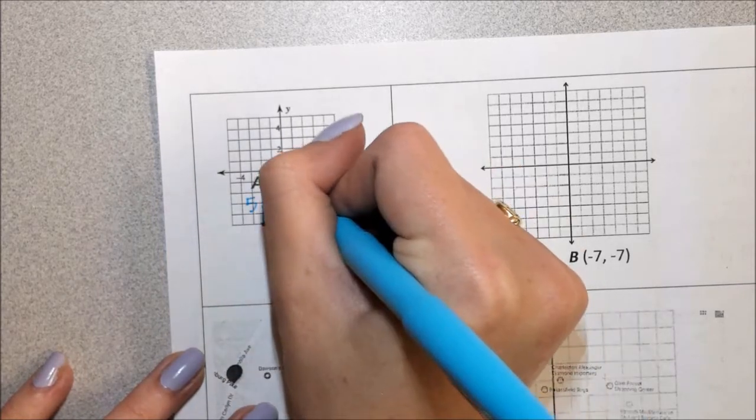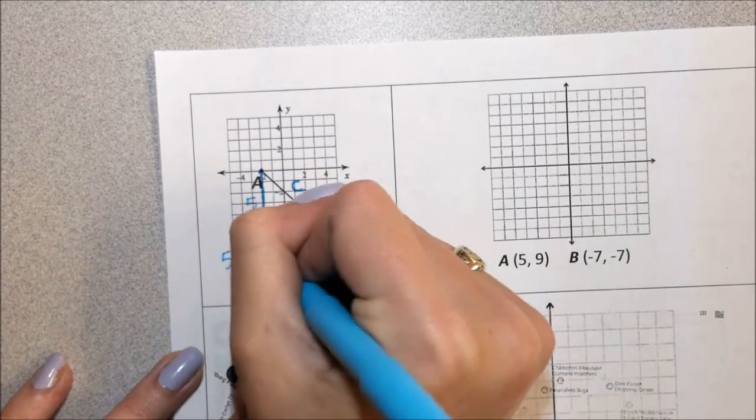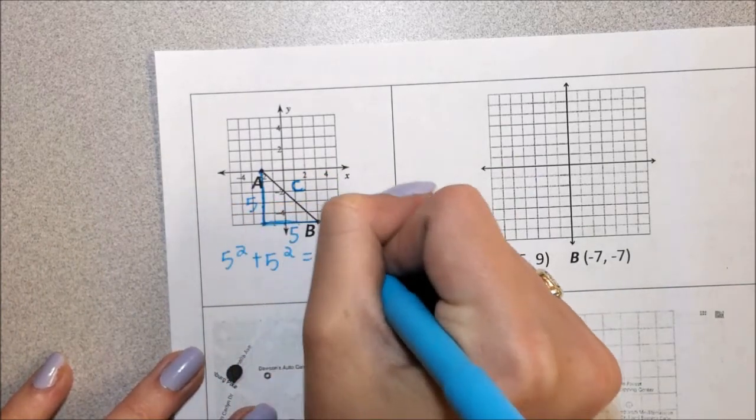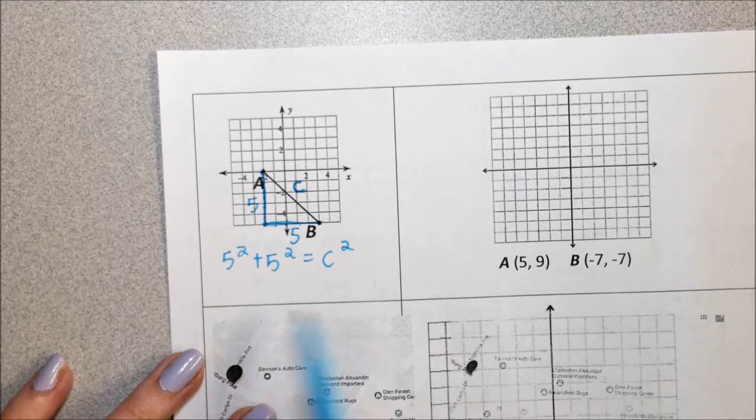And I don't know what distance is, it's always C. So using the Pythagorean theorem, I have 5 squared plus 5 squared equals C squared. And you can solve that for C. We're going to do more with those later.